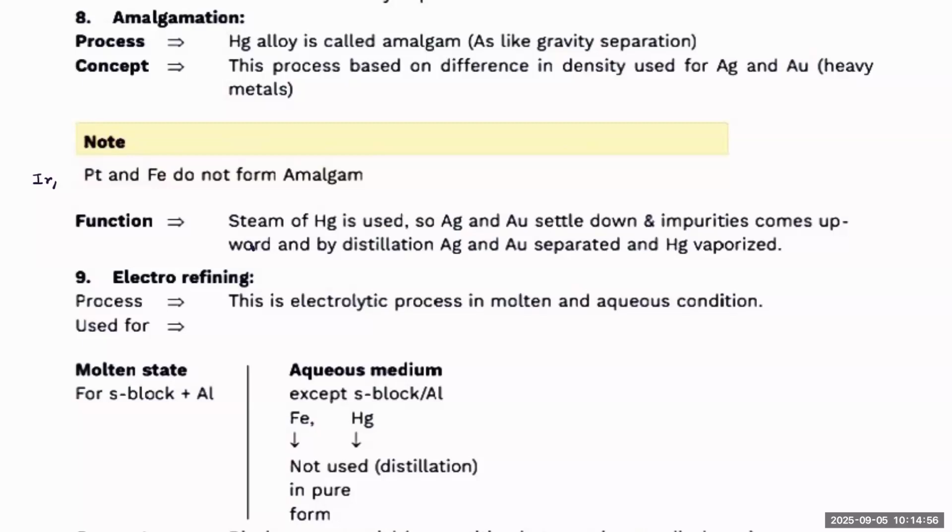So in amalgamation, basically steam is used. Steam of this mercury is used so that silver and gold will get settled down, and impurities come upwards, and by distillation, silver and gold are separated out and Hg is vaporized.